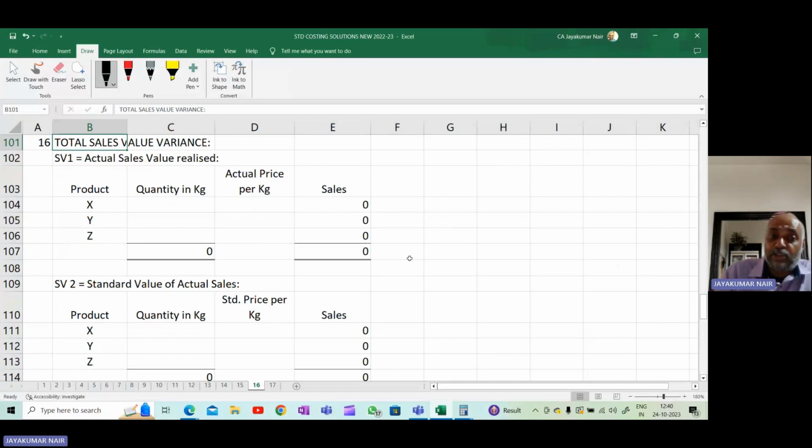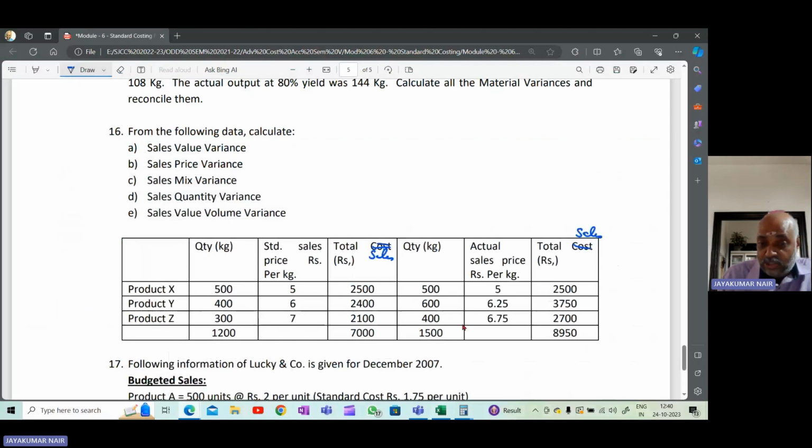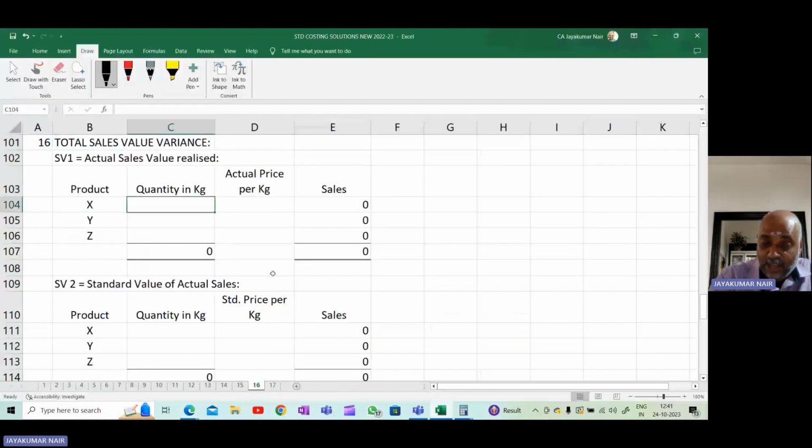Total sales value variance. So we will write SV1 as sales value 1, the actual sales value realized. So what are your sales? What is actual? It's given to you: 500 into 5, 2,500, 600 into 6.25, 3,750, 400 into 6.75, 2,700. So 8,950 is your actual sales.